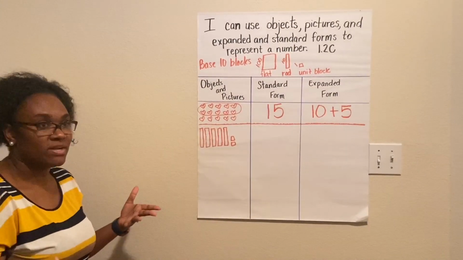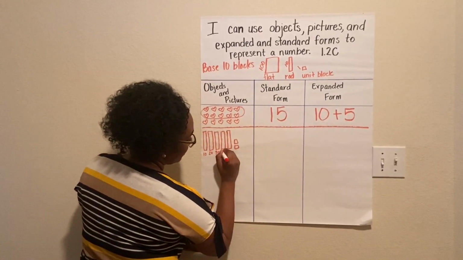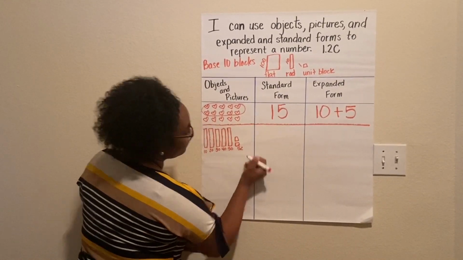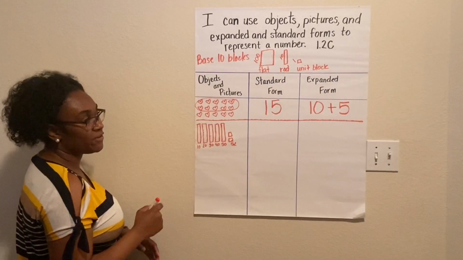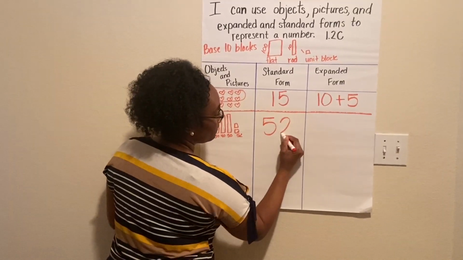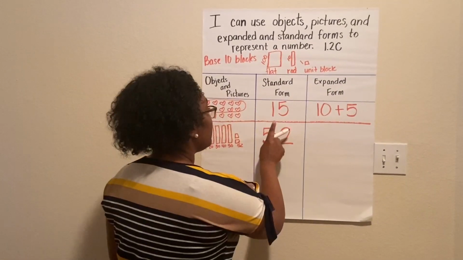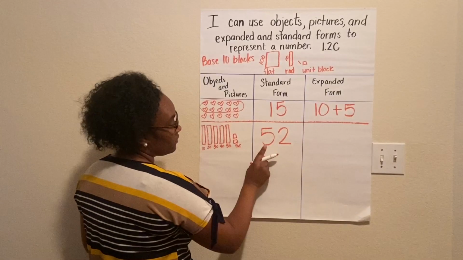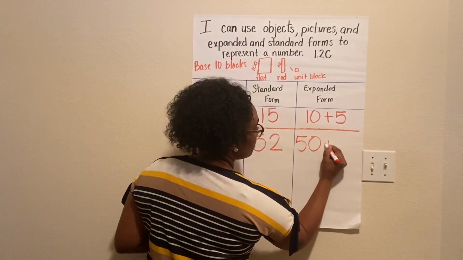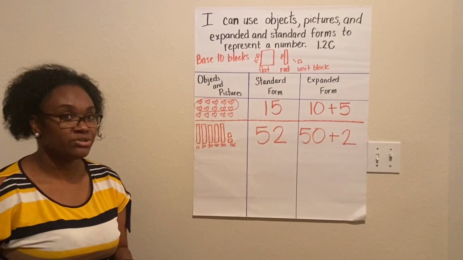So let's count it up and see what number I created. I have 10, 20, 30, 40, 50, 51, 52. So this picture is for 52. If I go to write it in standard form, I would write a 5 and a 2, 52. And then for expanded form, we're going to pull it apart. We need our 10s and our 1s. We have 5 10s. 5 10s are worth 50. Plus how many 1s? There are 2. So it's 50 plus 2.